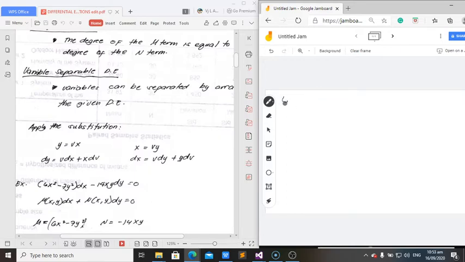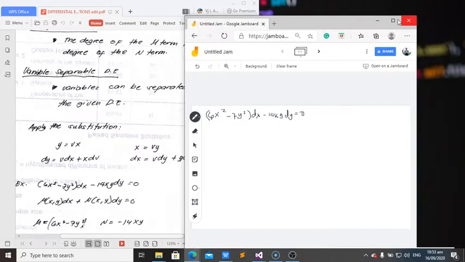So, our given is 6x squared minus 7y squared dx minus 14xy dy equals 0. So, okay. So, let's focus here first.